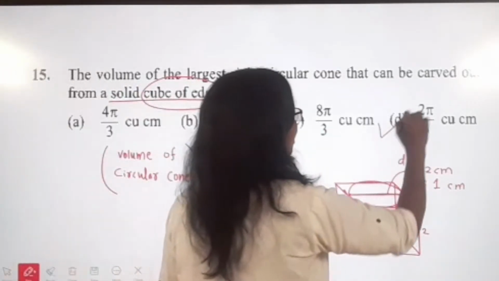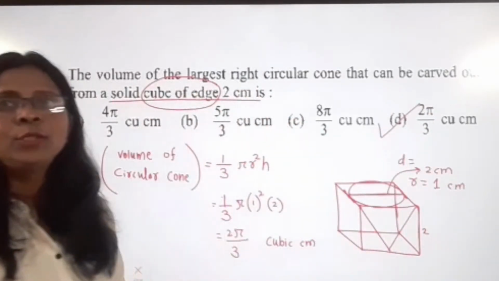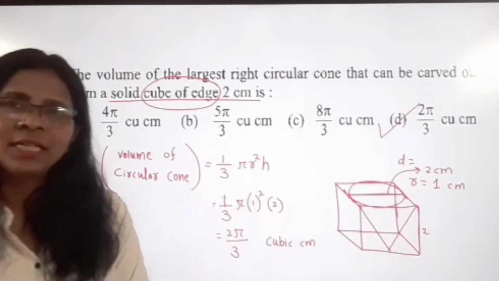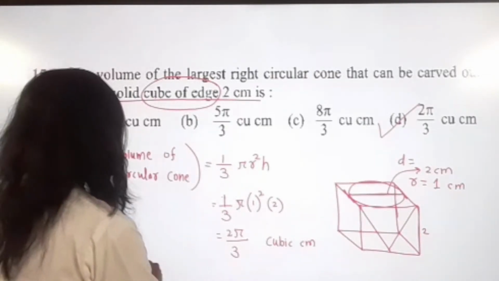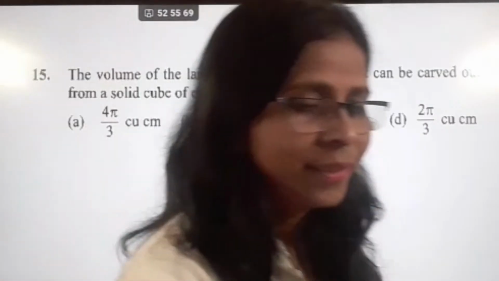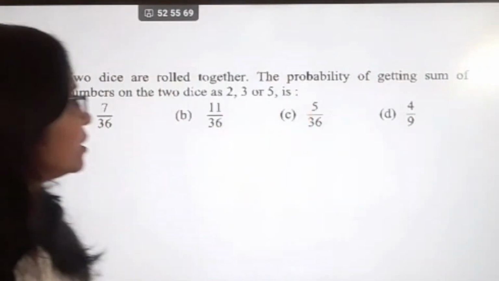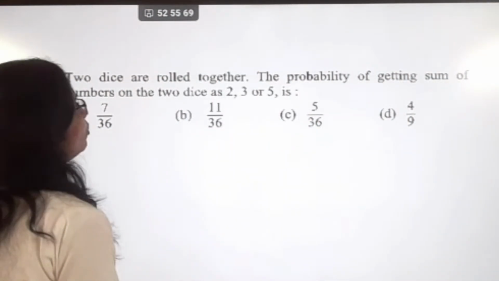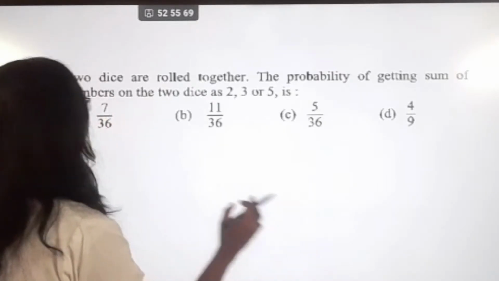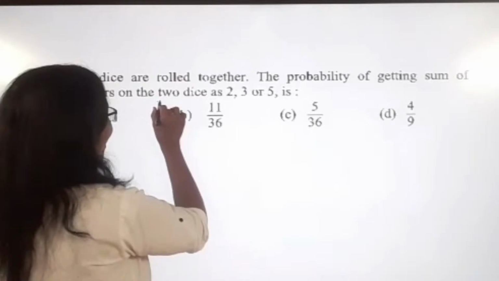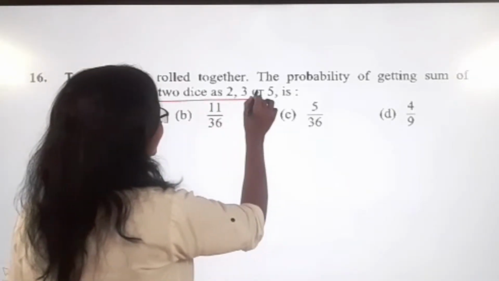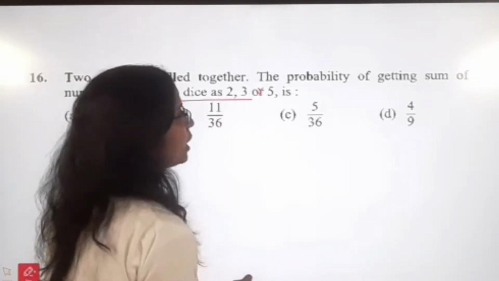So the correct option is D, 2 pi upon 3 cubic centimeter. Okay, students? Let us go further. Then next one: two dice are rolled together. The probability of getting sum of numbers on the two dice as 2, 3 or 5 is.